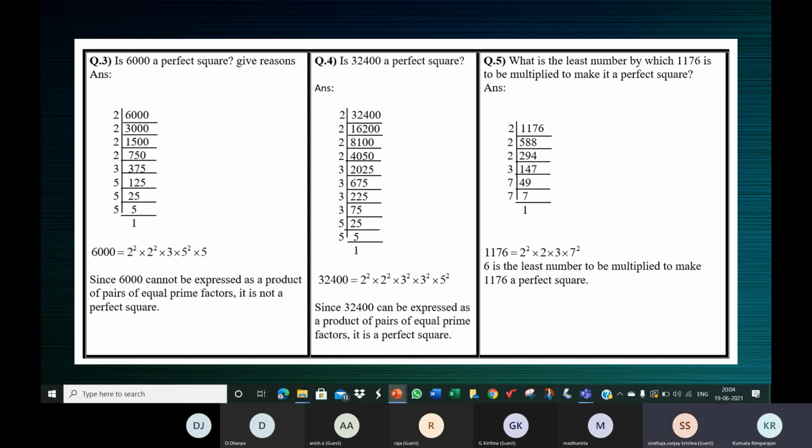Now, why is it not a perfect square? You have said it's not a perfect square. Why? 7 is only one, ma'am. Yes, 7 does not have a pair. So it's not a perfect square. Okay, very good. Thank you, ma'am.